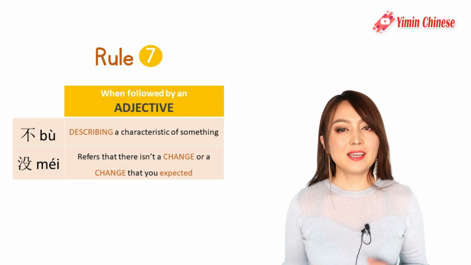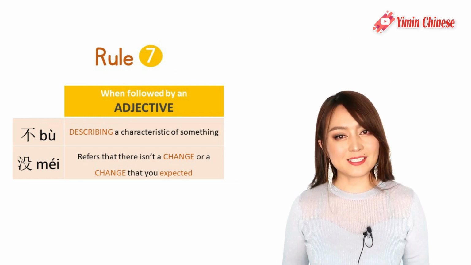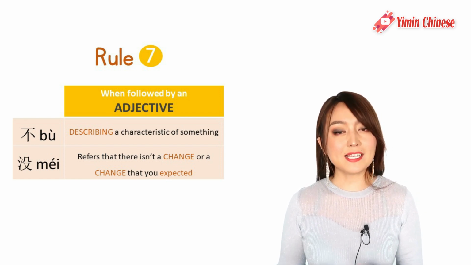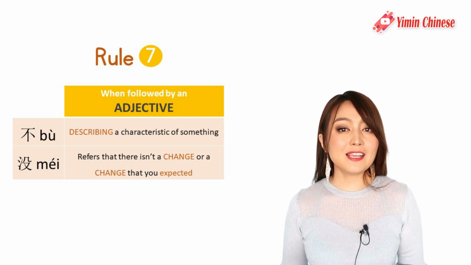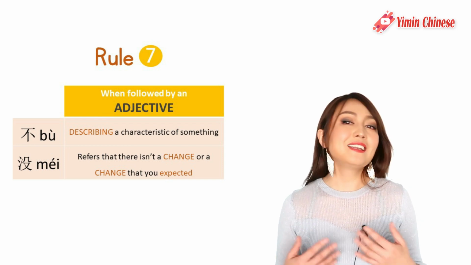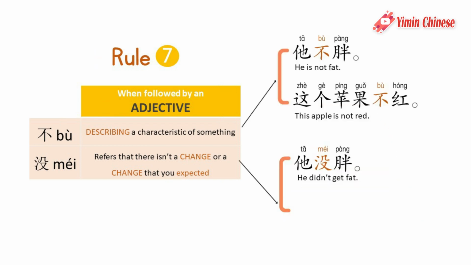However, 没 is rarely followed by adjectives. In fact, it only works with a few adjectives. And when it's followed by an adjective, it refers to there not being a change, or a change that you expected. Let's see an example. 他没胖. It means he didn't get fat. It's totally different from 他不胖, which describes that he is not fat. 他没胖, he didn't get fat, he didn't put on weight. There was not a change.